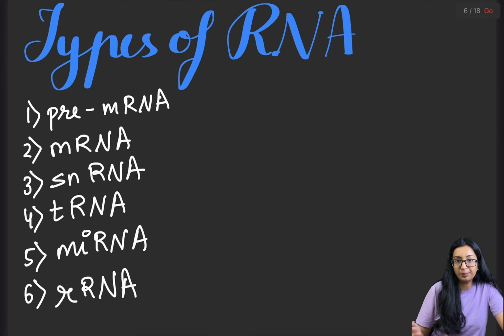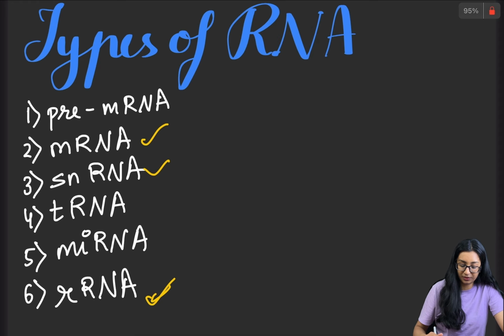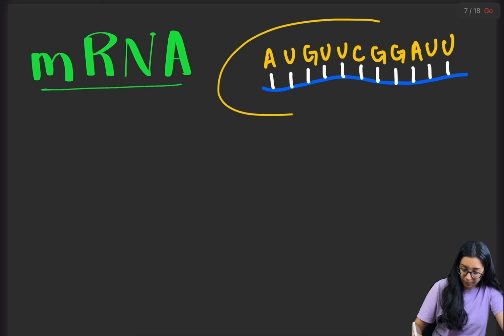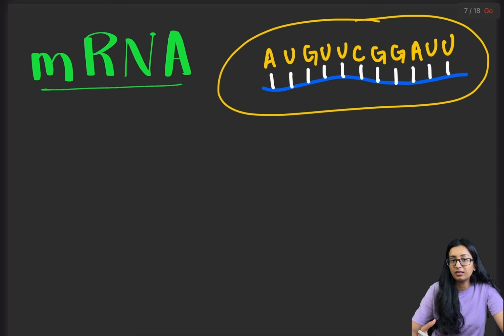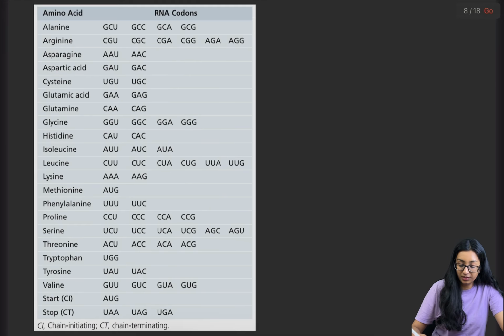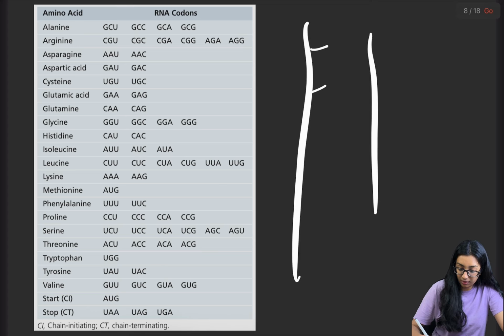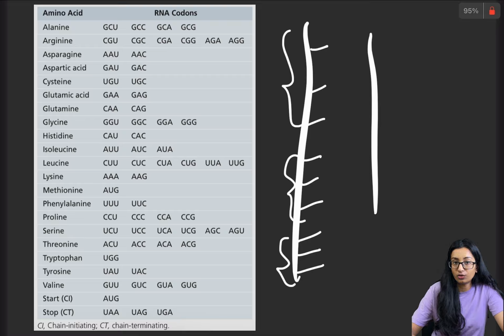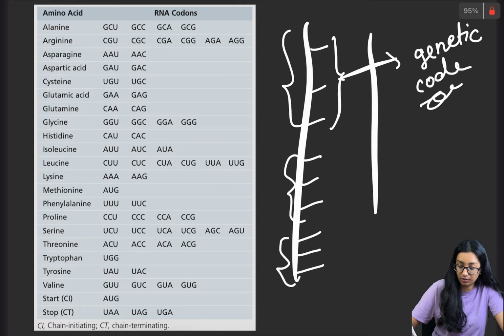Now there are six types of RNA: the pre-mRNA, mRNA, snRNA, tRNA, miRNA, and the rRNA. The mRNA, here's one picture of it, is formed by the process called transcription. It is present in the cytoplasm. Next are the codons. The successive three bases will be called codons or genetic codes, which will help in the formation of the proteins.